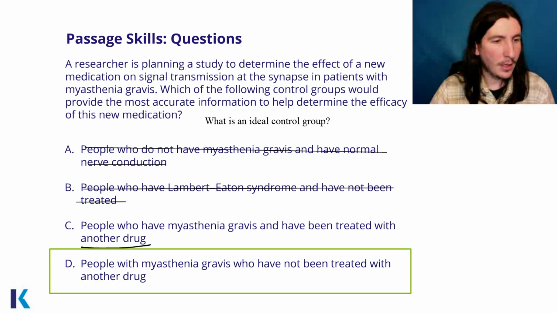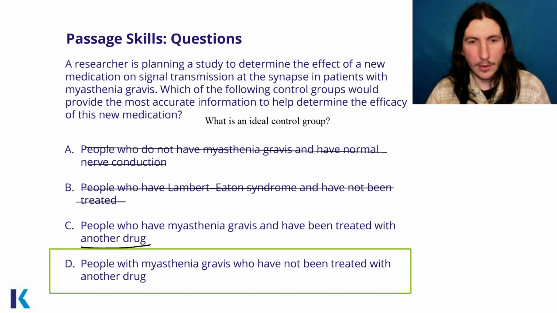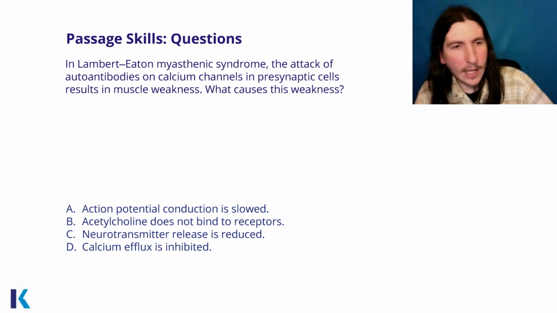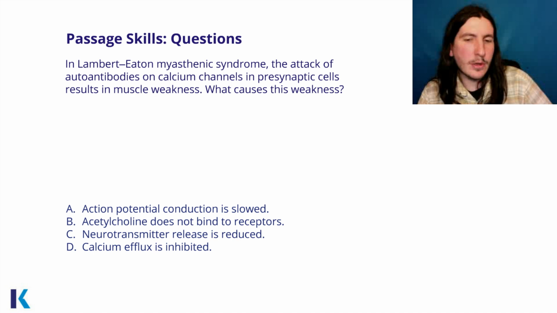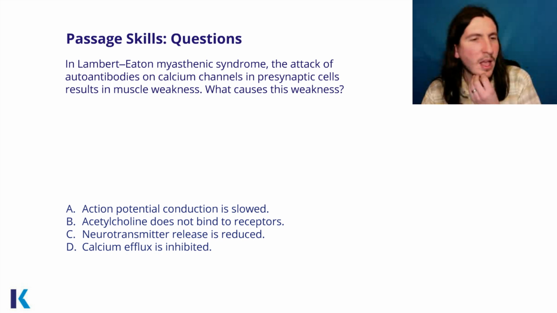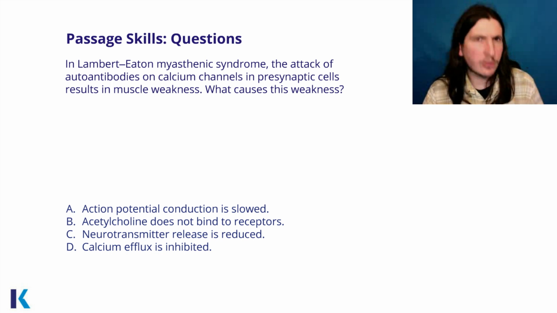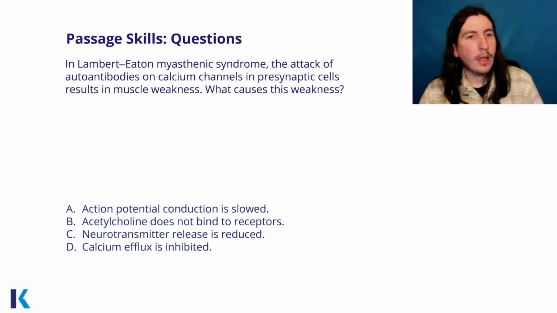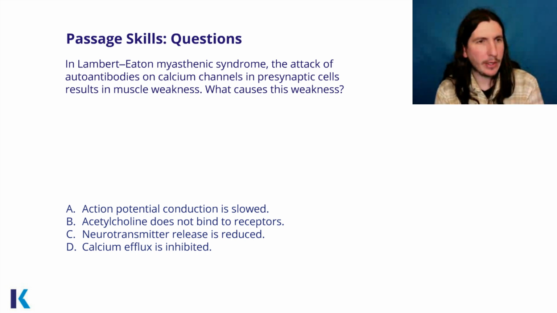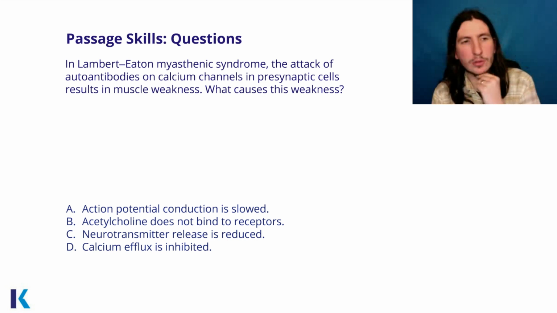So, on to 2 more questions. Answer choices. I see things about neurons and the synapse. Action potential, acetylcholine, neurotransmitter, calcium efflux. So I see things about neurotransmitter and the synapse. Then what causes this weakness? So, okay, what weakness? What are we talking about here? In LE, the attack of autoantibodies on calcium channels in presynaptic cells results in muscle weakness.